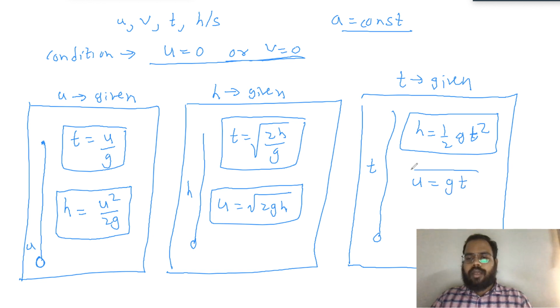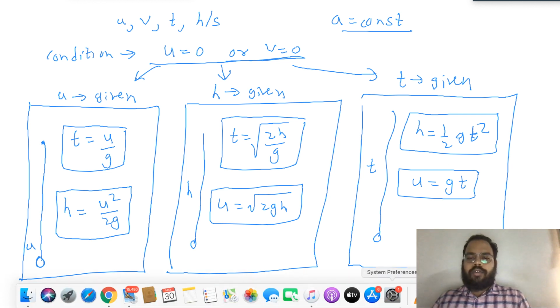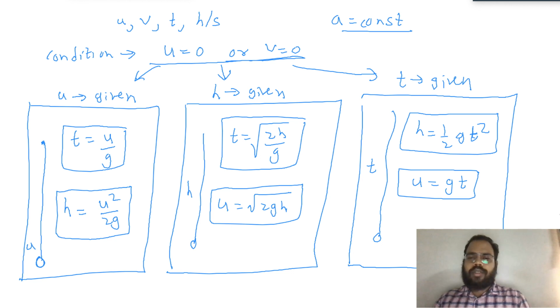Okay, so you have to check whether acceleration is constant, then you have to check whether initial velocity or final velocity, one of them has to be 0. Then see which value is given. If u is given, move to this box and get the other 2 values. If height is given, move to this box, find the other 2 values. If time is given, move to this box and find the other 2 values. Take a few moments and just go through this. Remember all the 3 boxes, and I'll show you how fast we can solve the sums.